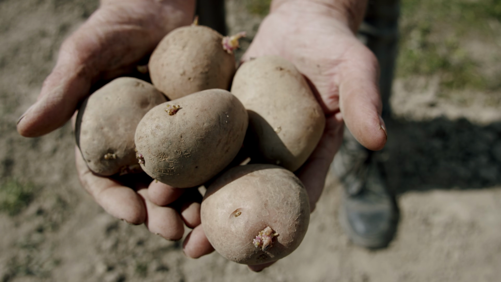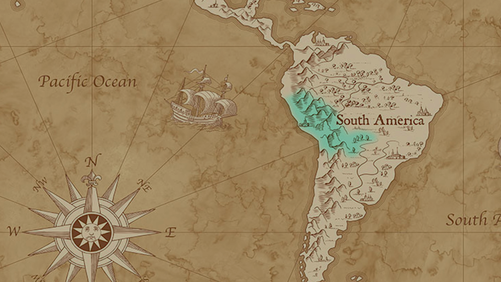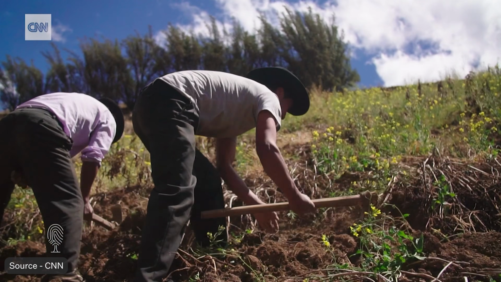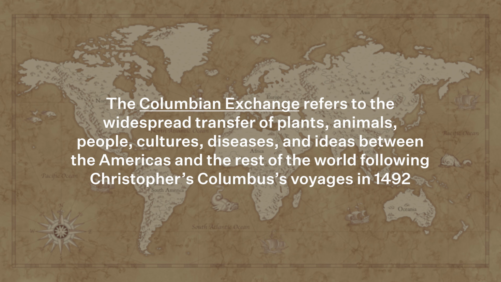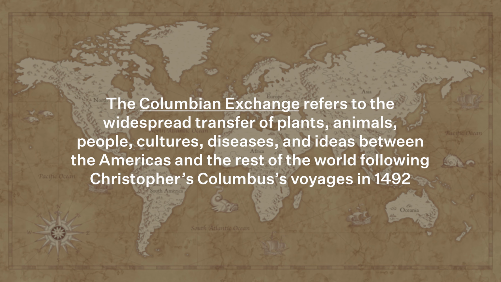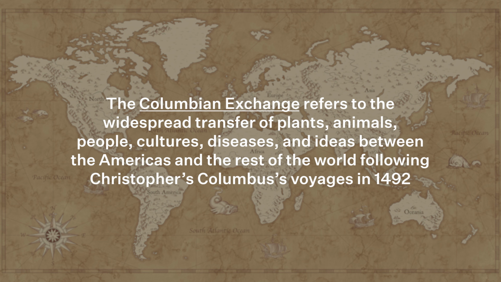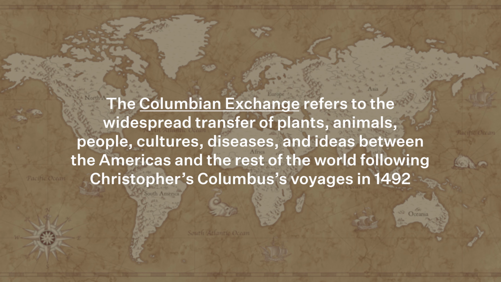Potatoes were originally indigenous to the moist, cool, and mountainous regions of Central and South America, and they were cultivated by humans more than 8,000 years ago, but remained a regional crop until the Columbian Exchange. The Columbian Exchange was the widespread transfer of plants, animals, people, cultures, diseases, and ideas between the Americas and the rest of the world following Christopher Columbus's voyages in 1492.